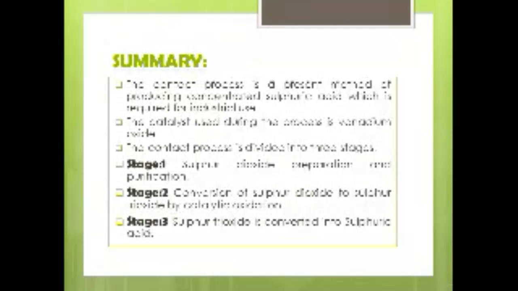So the summary of the contact process is that the contact process is a present method of producing concentrated sulfuric acid, which is required for industrial use. The catalyst used during the process is vanadium oxide. The contact process is divided into three stages. Stage one is sulfur dioxide preparation and purification. The second stage is conversion of sulfur dioxide to sulfur trioxide by catalytic oxidation. The third stage is where sulfur trioxide is converted into sulfuric acid.